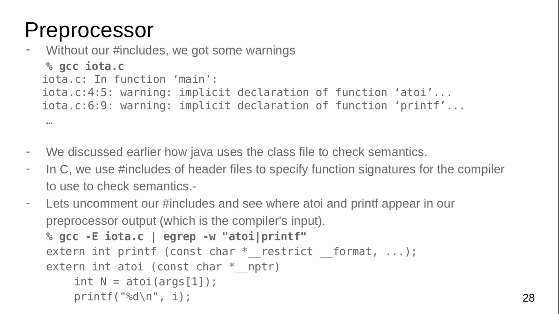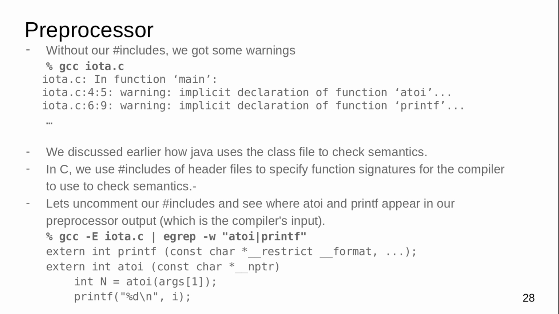So we discussed earlier how Java uses the class files to check semantics, to check if those method calls were correct and if it was using the right type of variable and everything. In C, we can kind of use these includes of header files to specify function signatures. So like as I was just saying, the compiler can use those function signatures to check the semantics of our program. So let's uncomment our include files and see where atoi and printf appear in our preprocessor output.